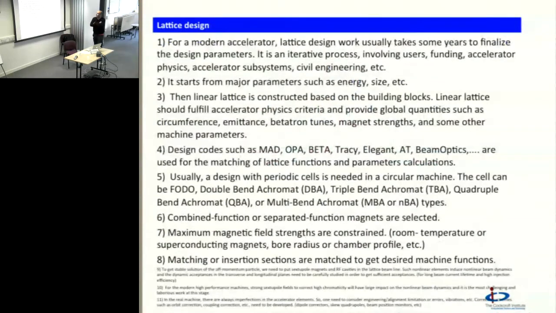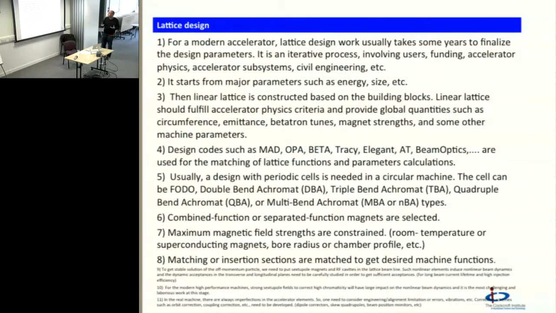So I put on here some lattice design stuff. I won't go through every single one, but this is a flowchart, if you like, of designing a lattice and an accelerator. So it takes a long time to do. It's an iterative process involving users. What requirements do they have? Funding, accelerator physics, where your RF goes, where your diagnostics goes.